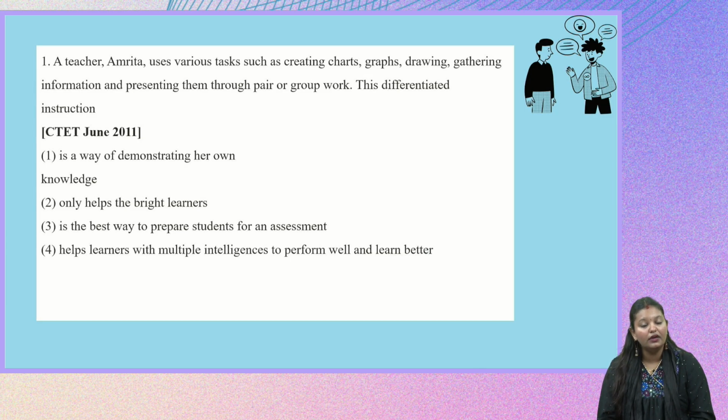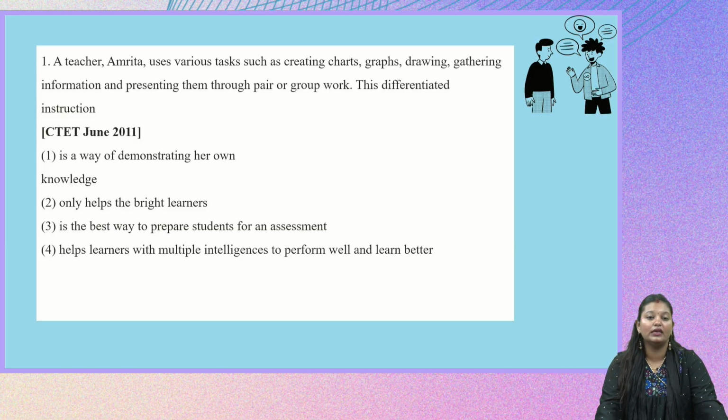We would never only help the bright learners. We are trying to talk about inclusive education, which means we should try to make sure that all of our learners feel included and we are giving personal attention to all of them. So the first and second option can be removed.